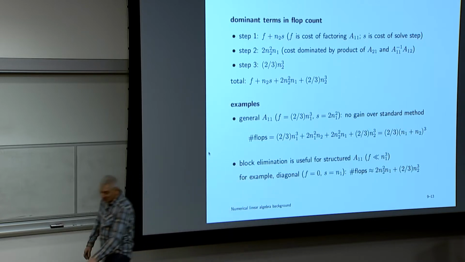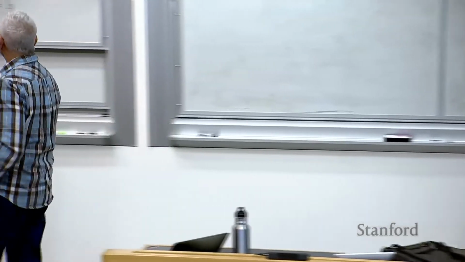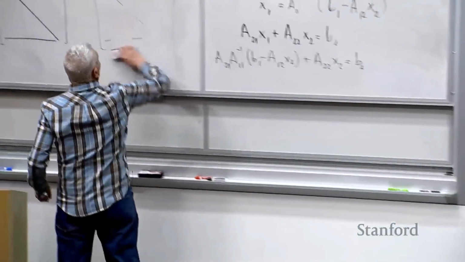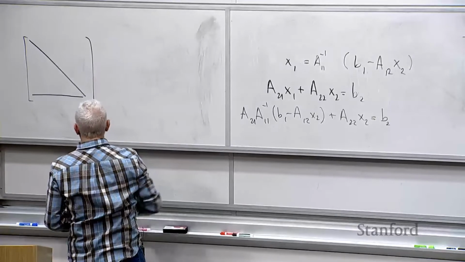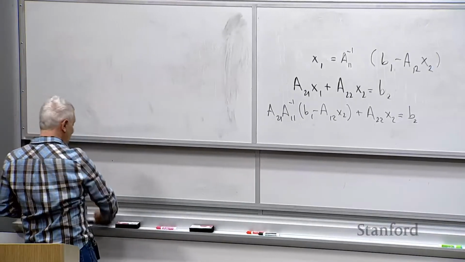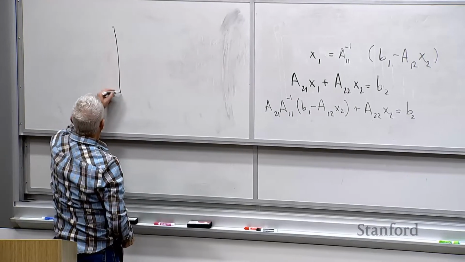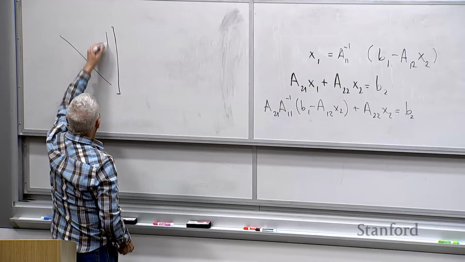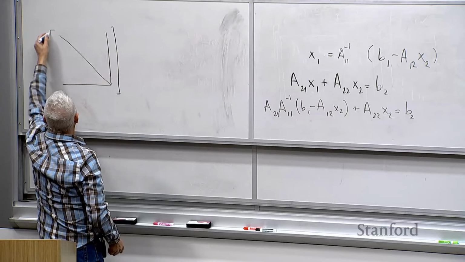So now I'll show you some sparsity patterns. Actually, I was just showing you one. I had one right there. Here's one. Remember this one? That's this downward arrow pattern.